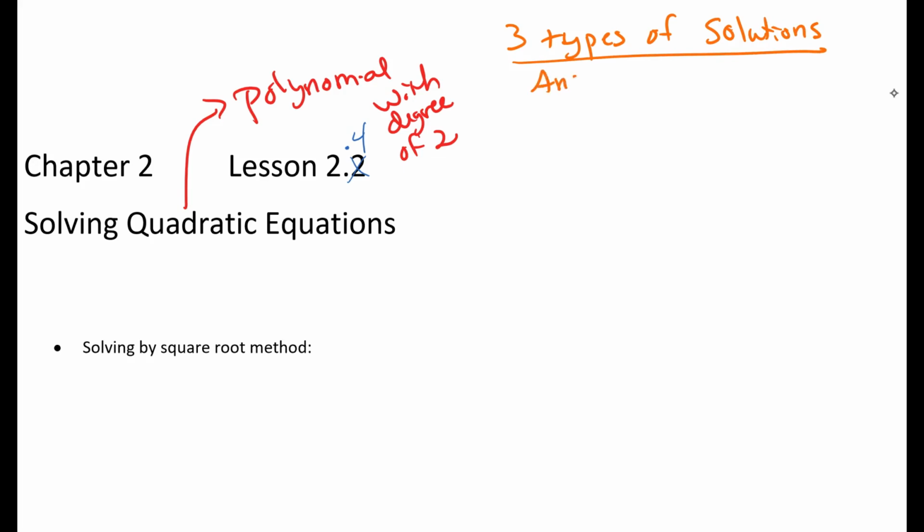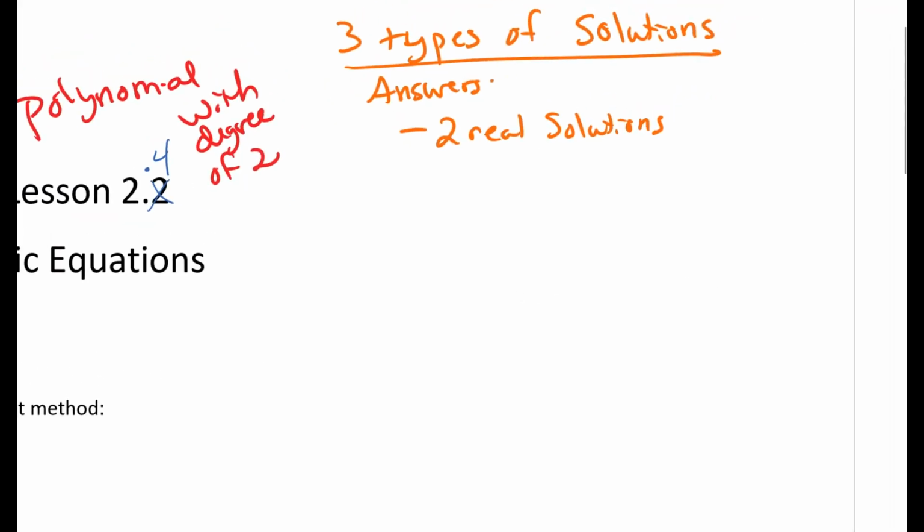First of all, your answers can be the following: 2 real solutions. When am I going to get 2 real solutions? Well, if I have a coordinate plane, that's when the parabola crosses the x-axis twice. All right, so it's when it crosses your x-axis twice. That's when you're going to have 2 real solutions. The other option that you have is when you have 1 real solution.